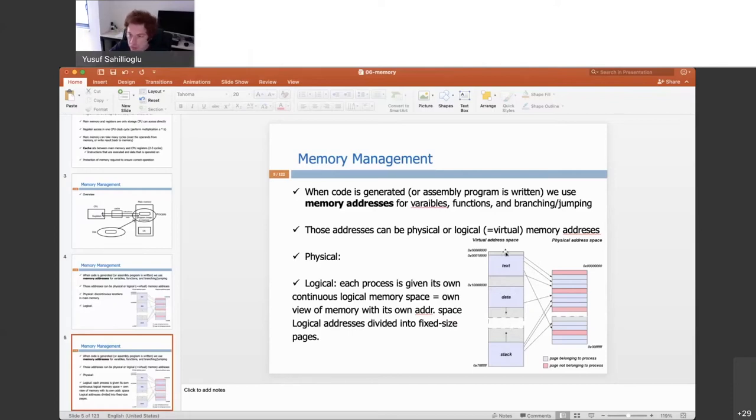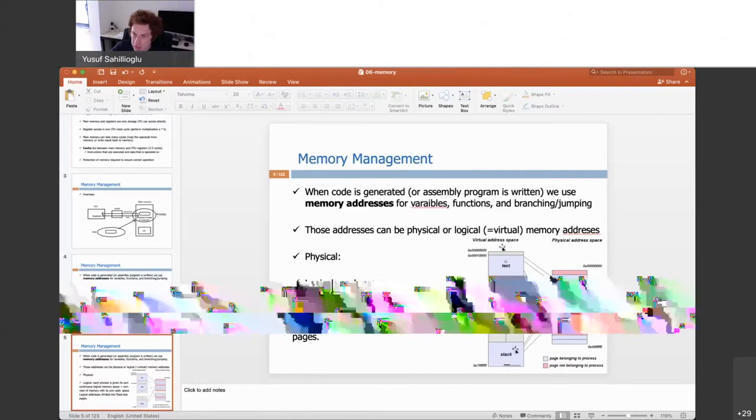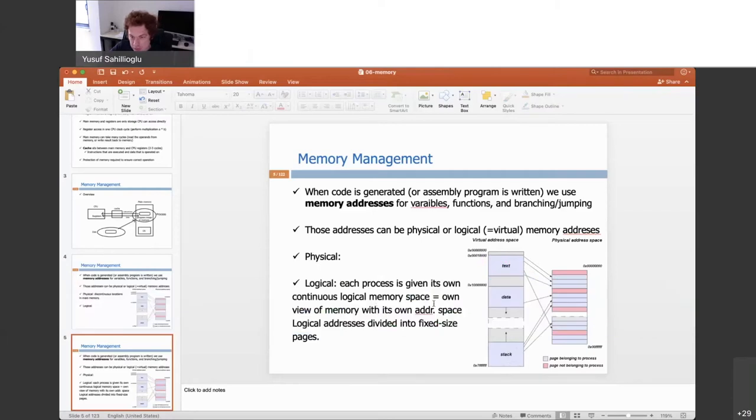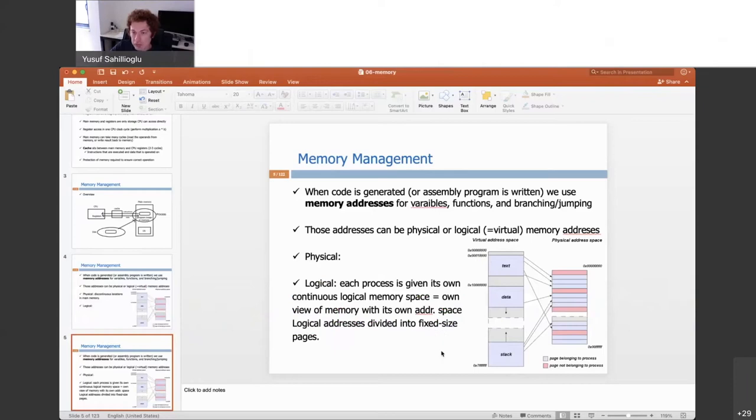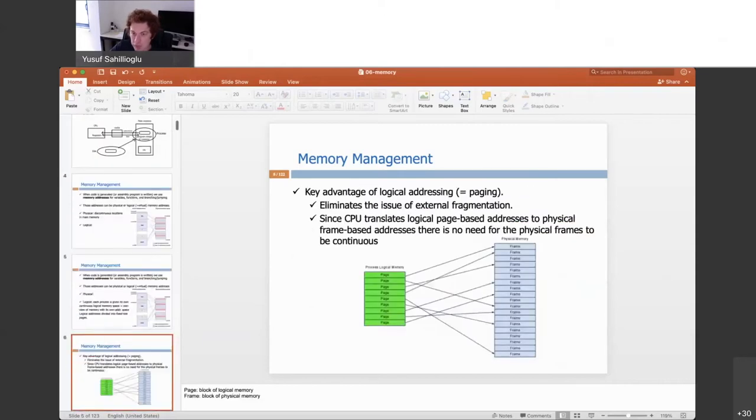So anyway, the main point here is we have this block of consecutive entries in your virtual space. So each process is given its own continuous logical memory space. In other words, it has its own view of memory with its own address space. And later on, we will see that we actually divide these addresses into fixed size pages. So we will talk more about pages later, but here are some spoilers about that.